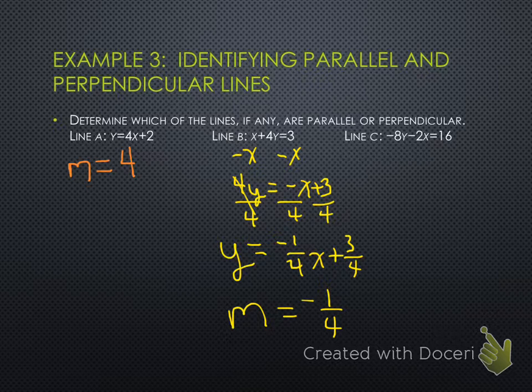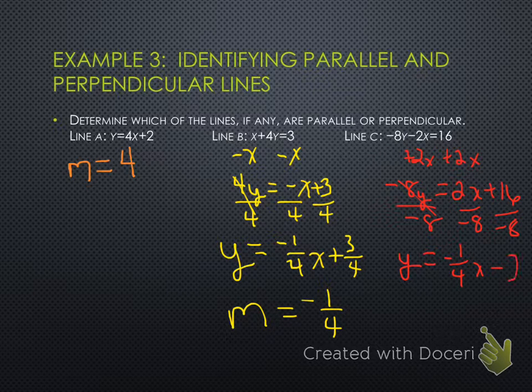So let's look at C now to determine what slope that has. Again, it's not in my slope-intercept form, so I need to solve for y. Add 2x to both sides. I get negative 8y equals 2x plus 16. I am going to divide by my negative 8. Remember to divide everything by negative 8. So those cancel out, and I get y equal to negative 1/4 x minus 2.